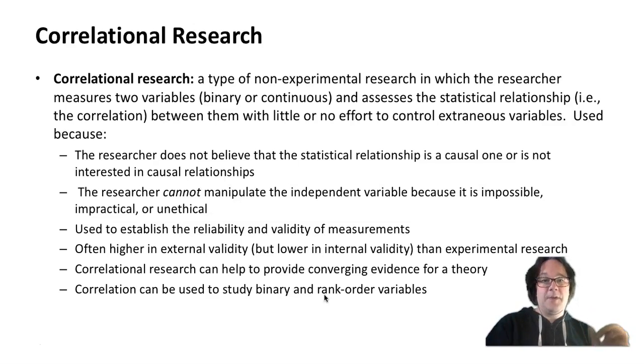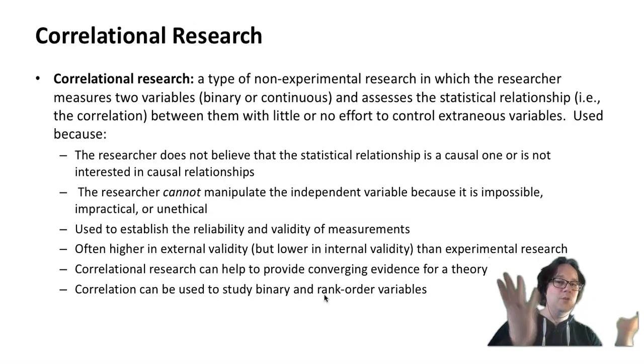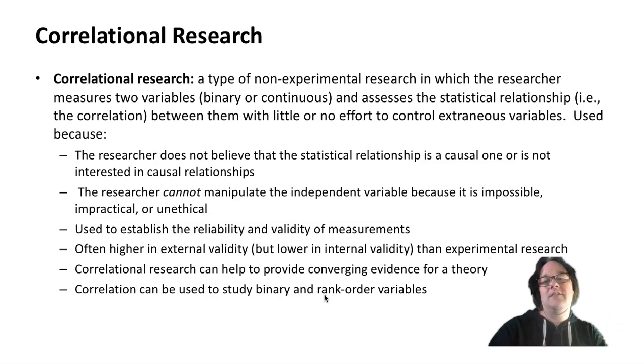Often, when we talk about correlational research, it's higher in external validity, even though it's lower in internal validity compared to experimental research. Why? Well, remember, external validity deals with whether these results can be applied to the real world, something outside of the laboratory. Correlational research is usually done outside of the laboratory. It's usually done using quote-unquote real-world data that already exists out there. The problem is we don't have a true independent variable, and we really don't have much of any experimental control or control over potential extraneous variables.